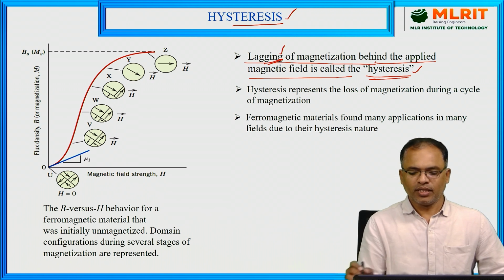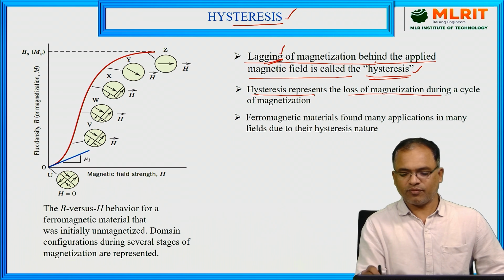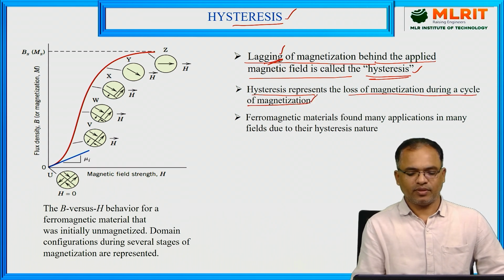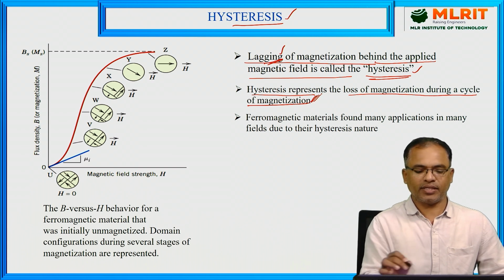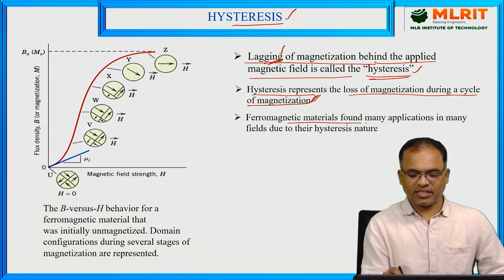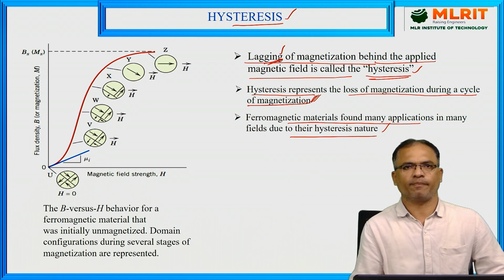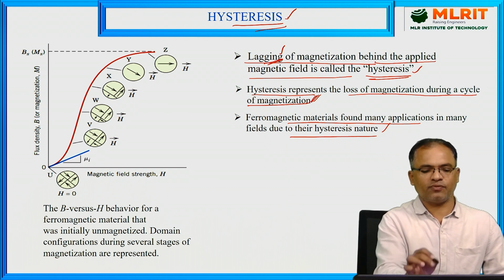Now, hysteresis represents the loss of magnetization during a cycle of magnetization. So finally, due to this phenomenon, loss in a ferromagnetic substance takes place. Because of this hysteresis phenomenon, ferromagnetic materials have so many applications. Now, how do we discuss the hysteresis phenomenon?